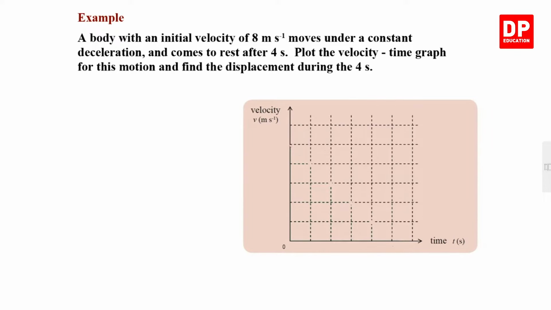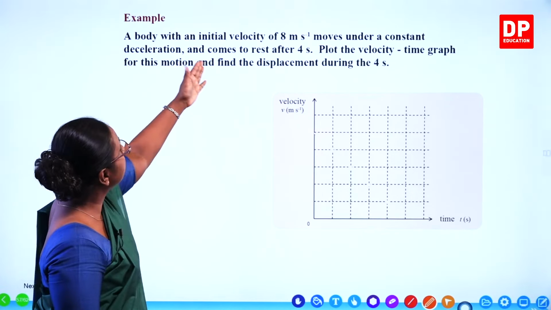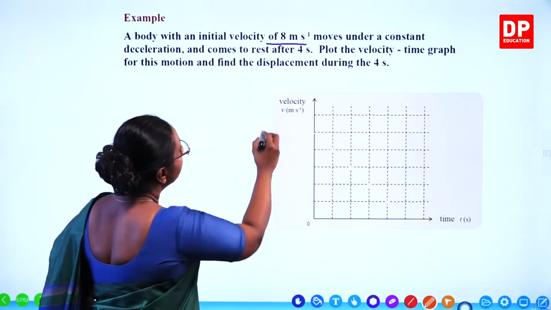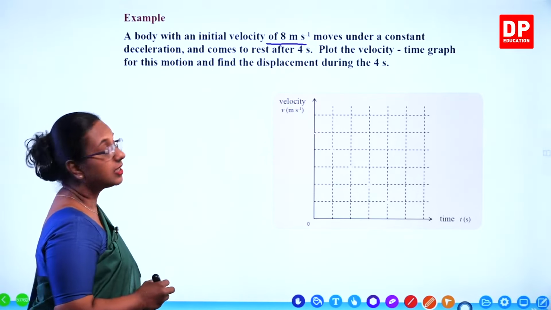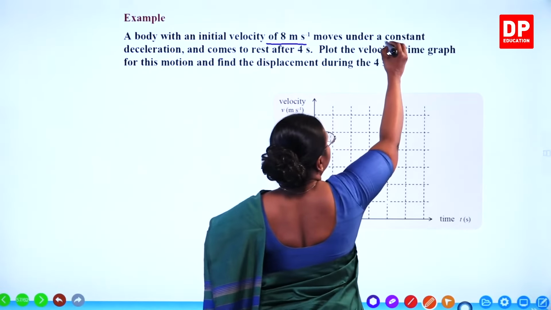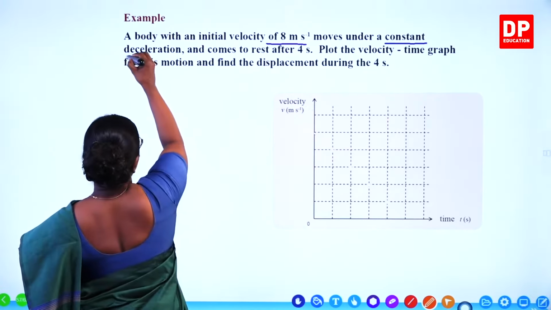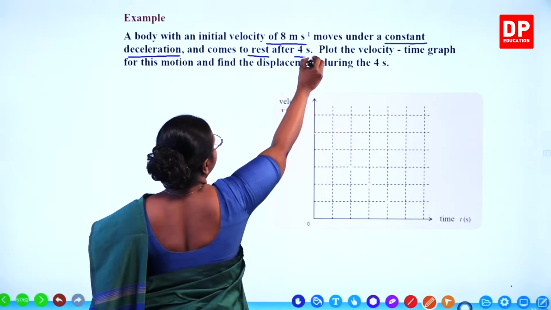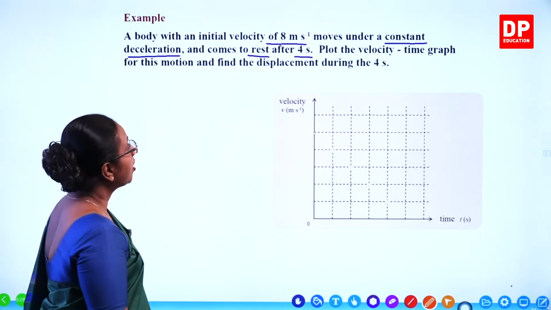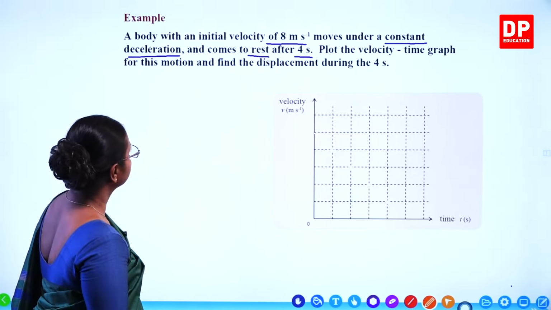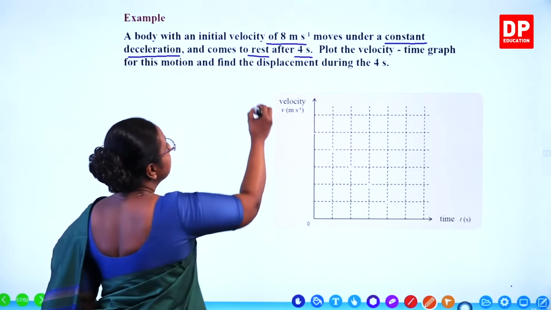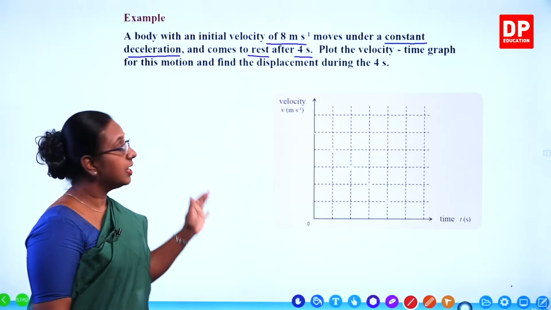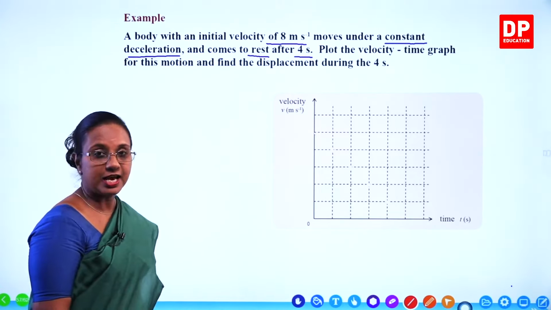The first example is a body with an initial velocity of 8 meters per second that moves under a constant deceleration. So you have to note these terms, constant deceleration, and comes to rest after 4 seconds. Plot the velocity time graph for this motion and find the displacement during 4 seconds. So now we will plot the velocity time graph.